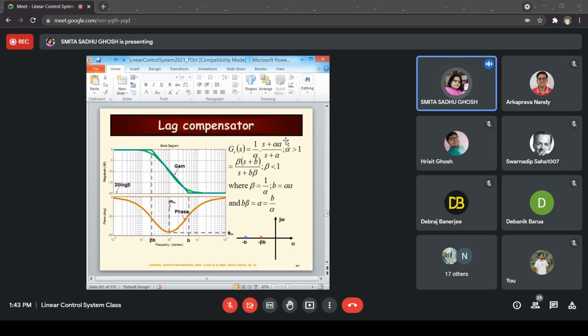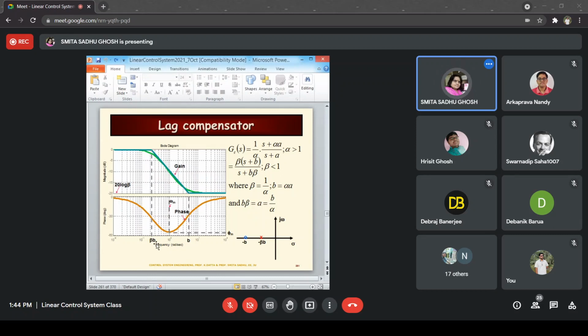And you can express it in either of those forms. This is the form where you are expressing it in terms of beta and B, and expressions will be derived with respect to beta and B only, where beta is equal to 1 by alpha and B is equal to alpha A. So correspondence can be seen between these two forms. Now for a lag compensator, you can put it in the time constant form and hence find your corner frequencies. You will find that the corner frequencies are at beta B and B respectively.